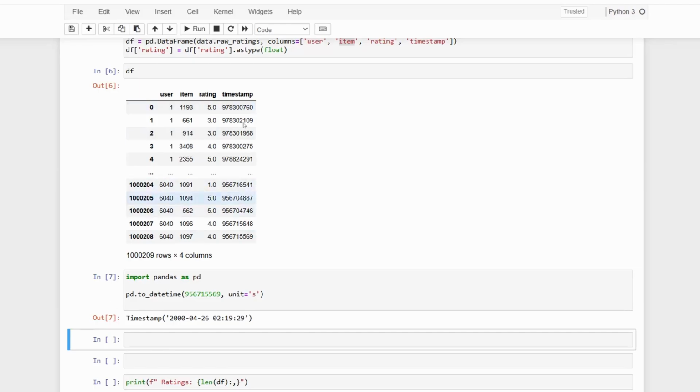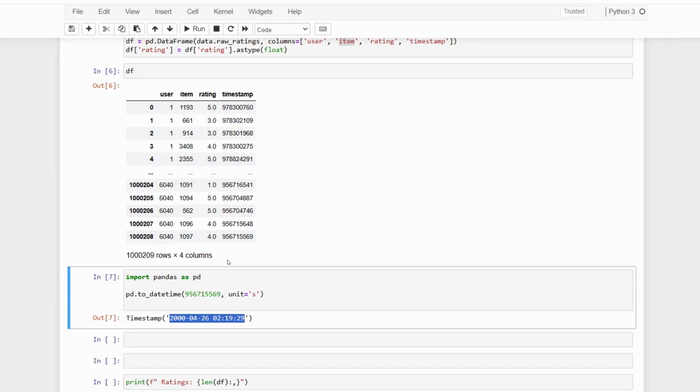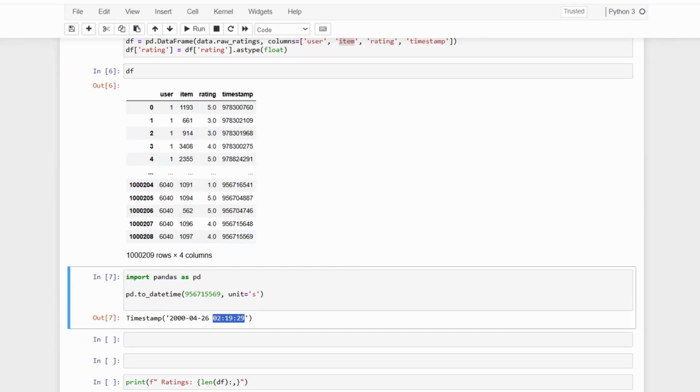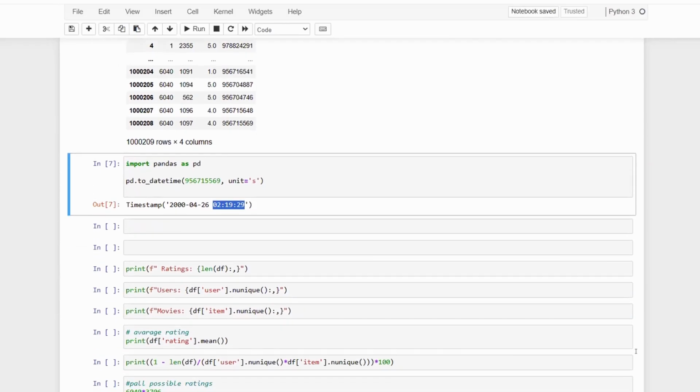And just to decode the timestamp, I took the value here just to show you. It literally means a date, where user 6040 rated movie 1097, which he gave a 4 rating, and it was at this date and this time, which seems like it was midnight. He was watching the movie at midnight, and he gave it a good rating. So that's why it kept him overnight. So I believe that was the case.